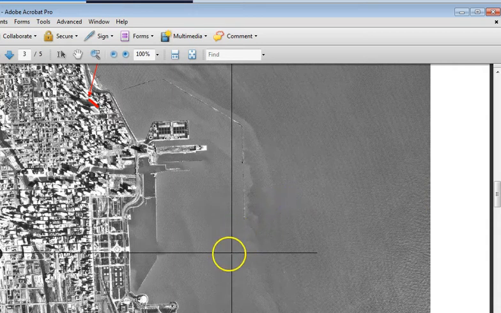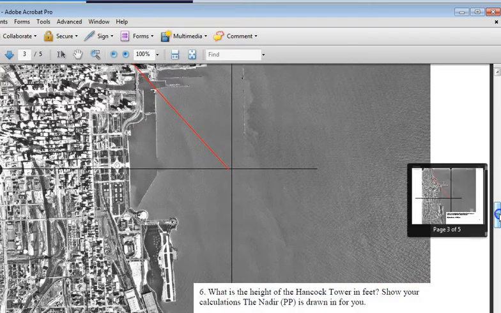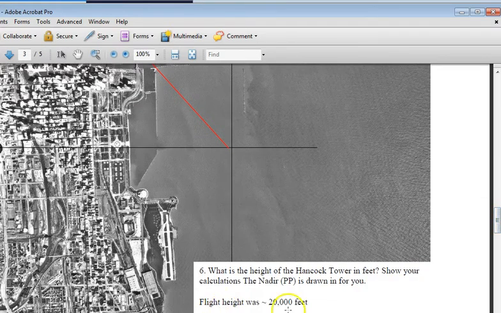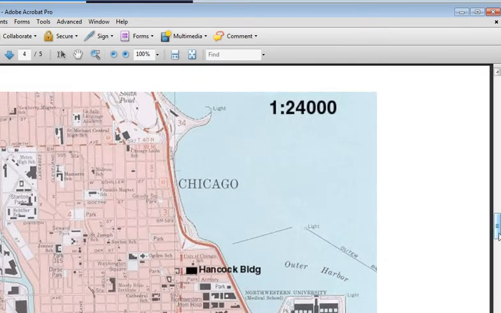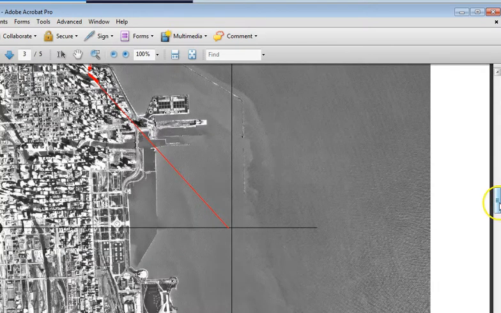See, here's the principal point right there. So you're going to measure the distance from here to the top of the tower, and that will be your R. And then, again, your units go away, and you're going to multiply by the flight height, which is 20,000 feet.